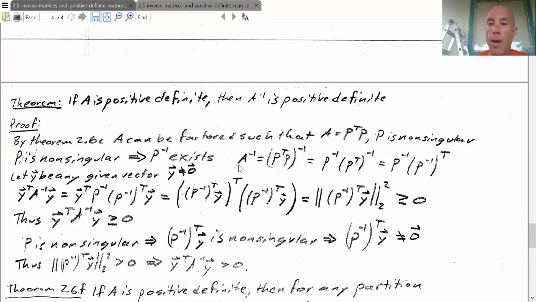Okay. So now what I want to do is show that A inverse is positive definite. And I'm going to use this part here. A inverse is equal to this bad boy over here. I'm going to put y's on each side. I'm going to show that I get a positive number as long as y does not equal the 0 vector. All right, so y transpose A inverse y is equal to y transpose P inverse transpose y.